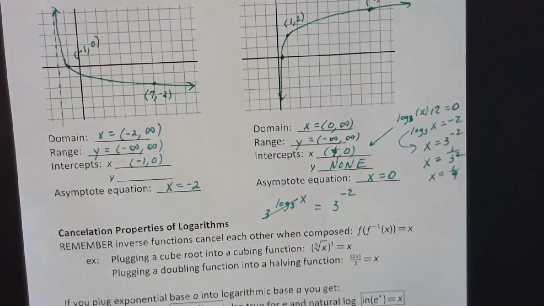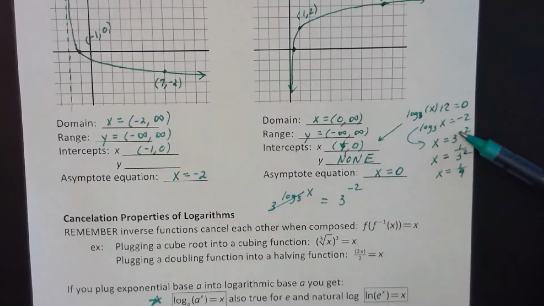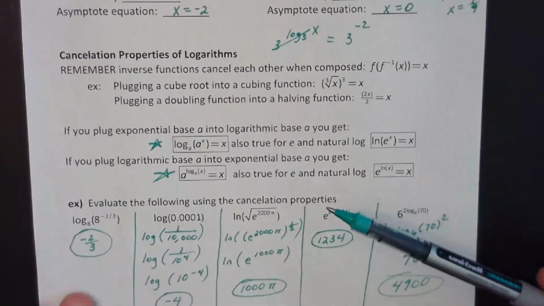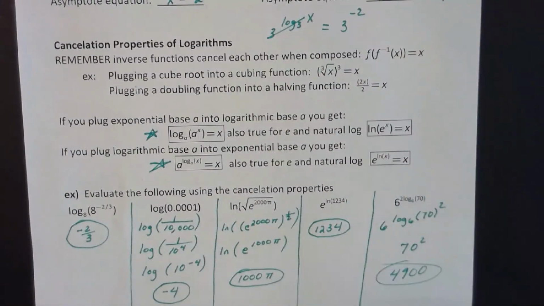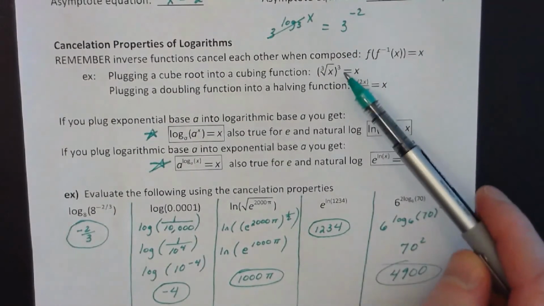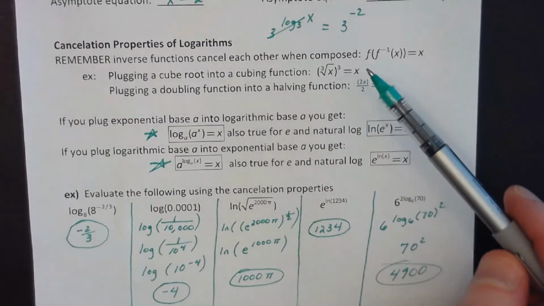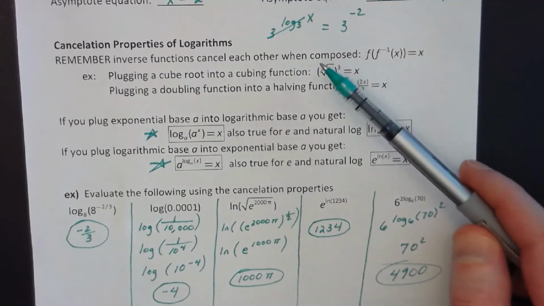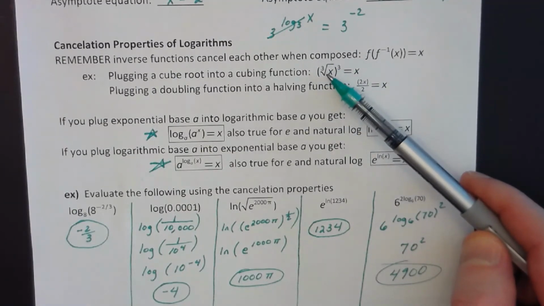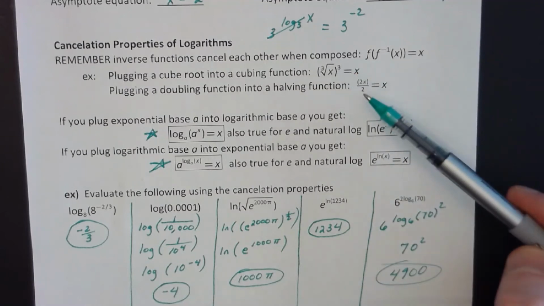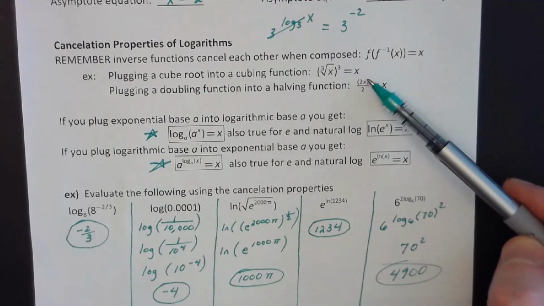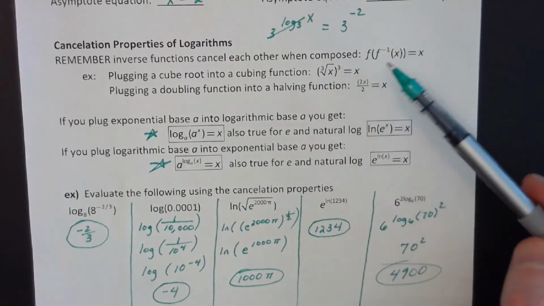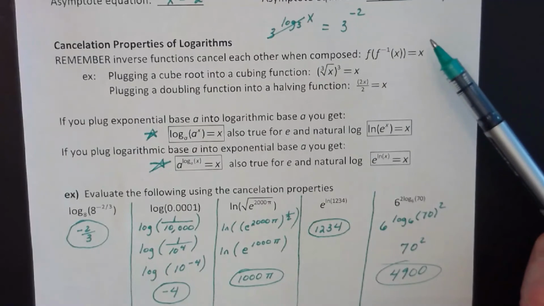Now, cancellation properties, and this is what I used in order to find the x-intercept in this equation. Kind of introduce it down here. Anytime we have inverse functions, you know that when you have one inside of another, they cancel. So I showed you this just to let you see we've been doing this all along. If you have a cube root, how do you get rid of it? You cube it. If you have something multiplied by 2, how do you get rid of it? You divide by 2. Those are inverse functions. In the same way, exponentials and logarithms are inverse functions.